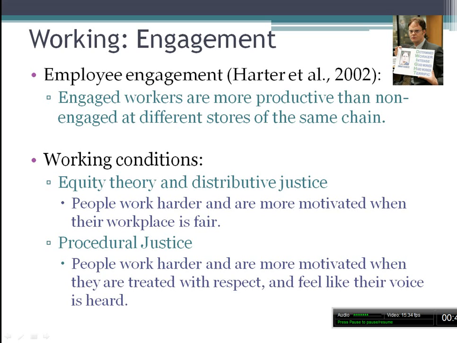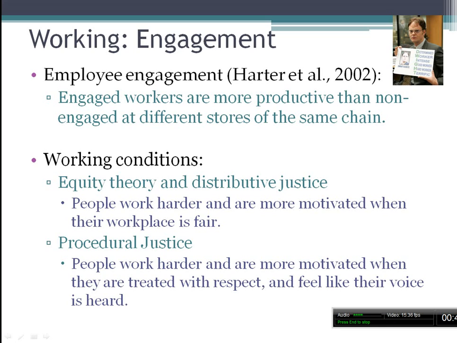The last thing to mention is this idea of employee engagement. Engaged workers are more productive than non-engaged workers. And part of what determines worker engagement are the working conditions. These relate to the ideas of equity theory and distributive justice. So people will work harder and will be more motivated when they feel like their workplace is fair. The same people doing the same jobs are getting the same amount of money, people are getting paid appropriately, and the distribution of resources in the workplace is fair.